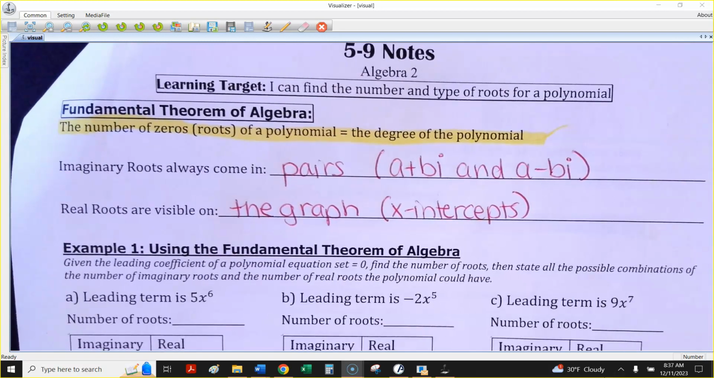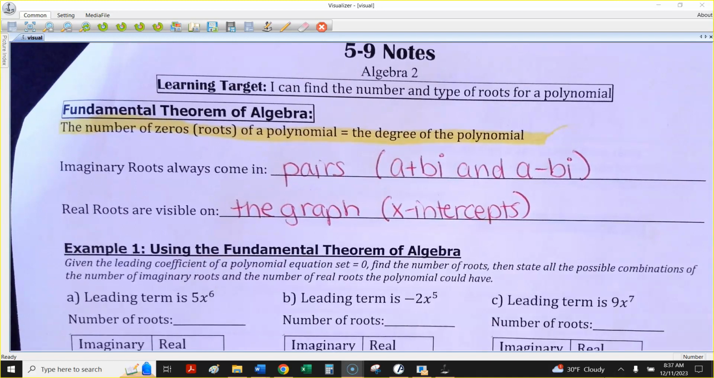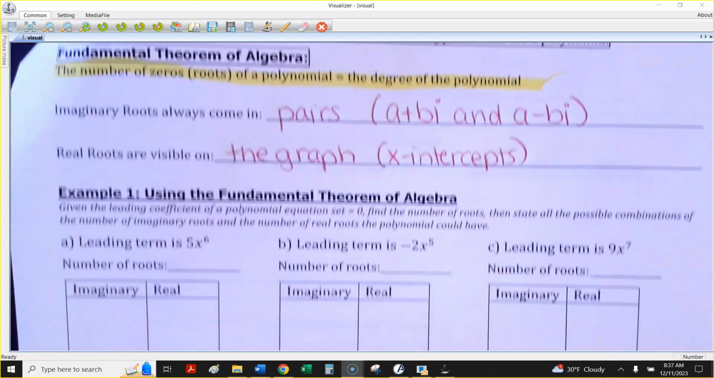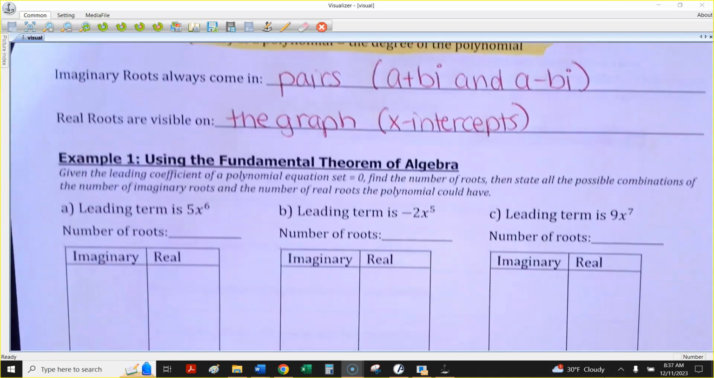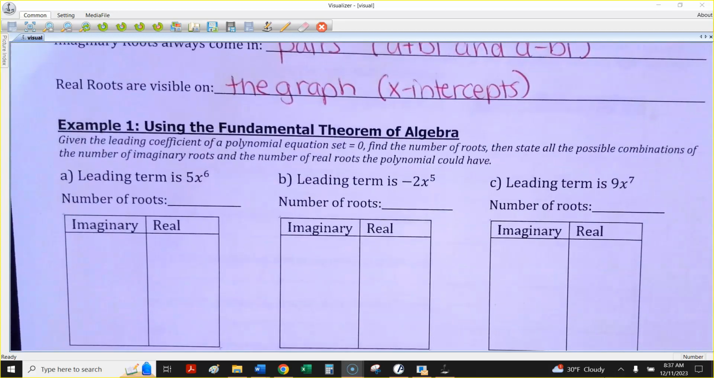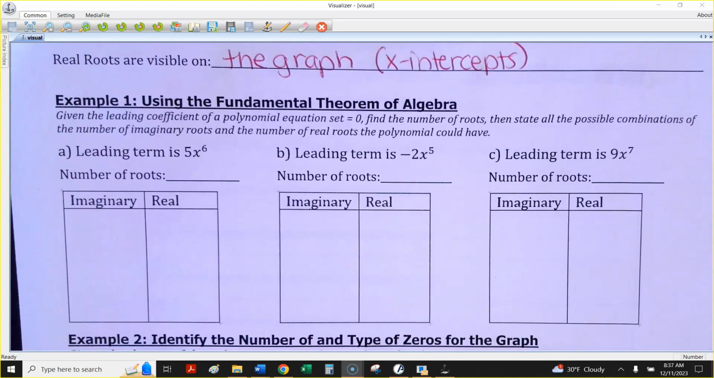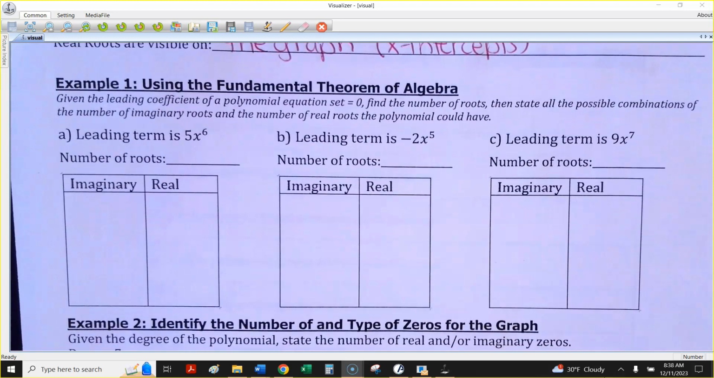So what I'm going to have us do is write all the possible combinations of roots based on just the leading term in a polynomial. I'm not going to give you a graph. I'm not going to give you the entire polynomial equation. I'm just going to give you the leading term. And based on that, you should be able to tell me how many answers it would have, how many roots, zeros, whatever you want to call them. And then we're going to write how those could shake out, what possible combinations we could have.